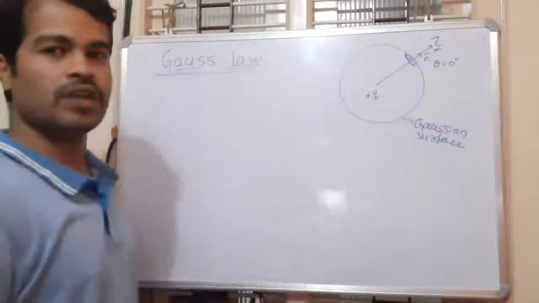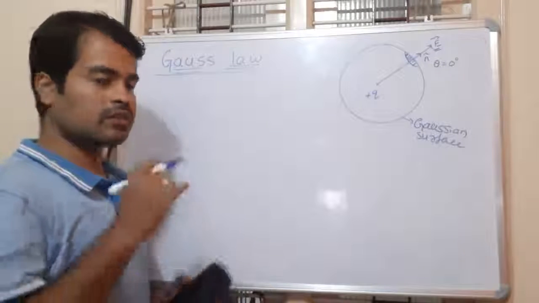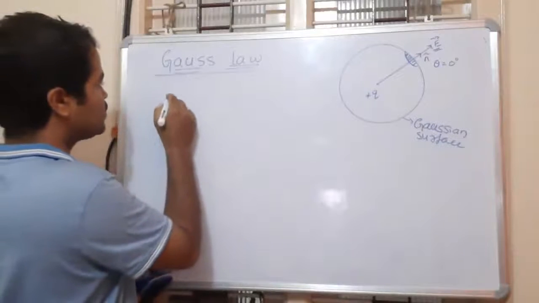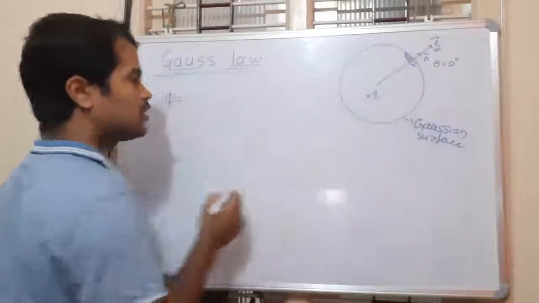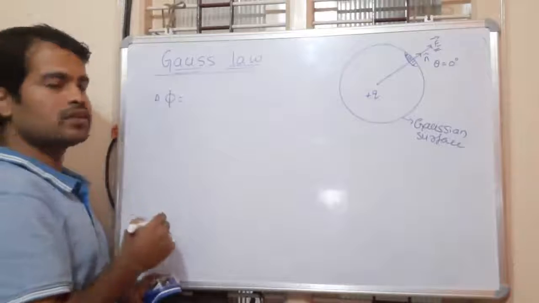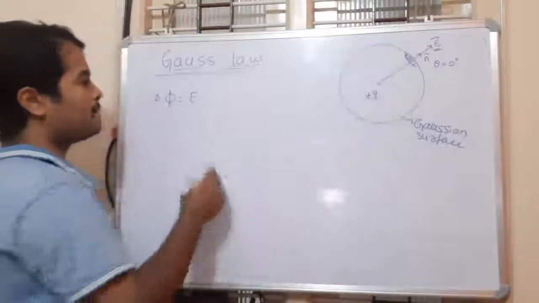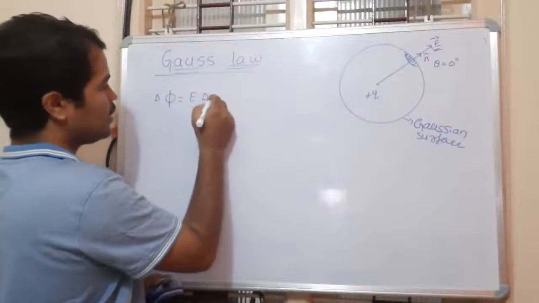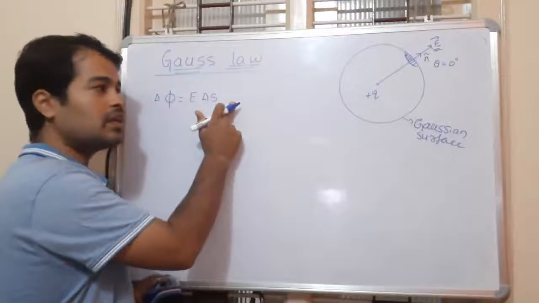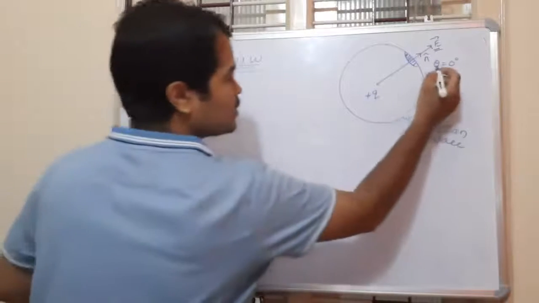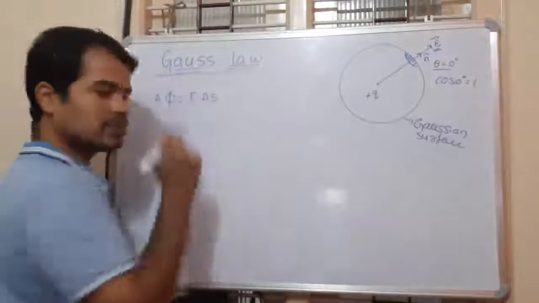Now using this we need to find the total electric flux. For a small area, let me take a small delta phi equal to the electric field E multiplied by delta S. Actually it is E delta S cos theta, but here theta is 0, so cos 0 degree becomes 1, and it will become E delta S.